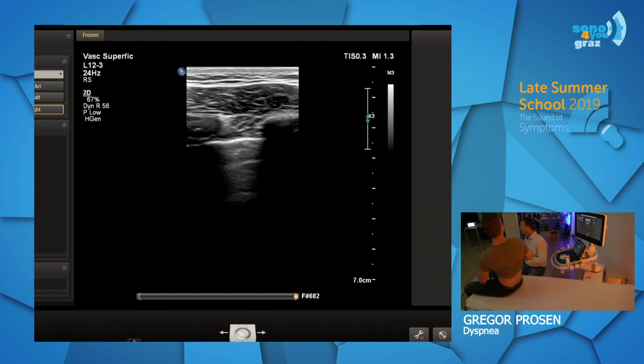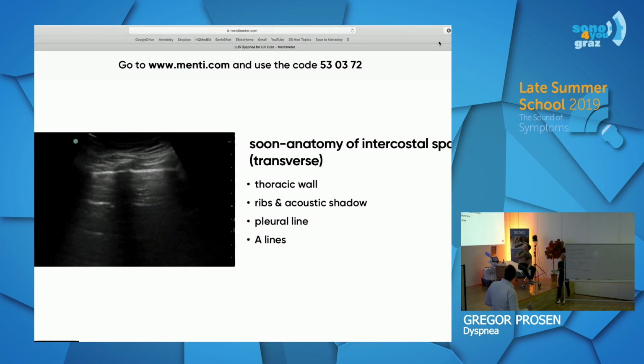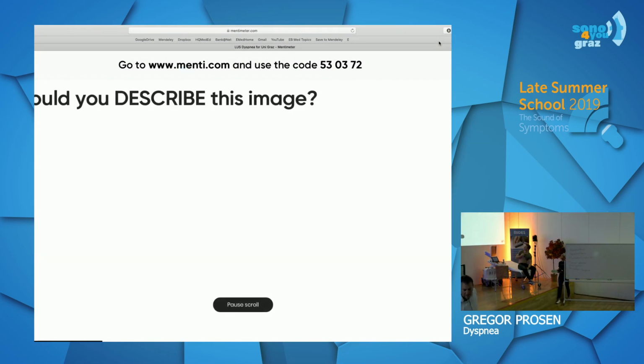Would anyone want to describe this image? We don't have the image. Oh, we don't have the image? Oh, yeah. No. Yeah, good. I will just... Okay. Can someone, let's see how this works.